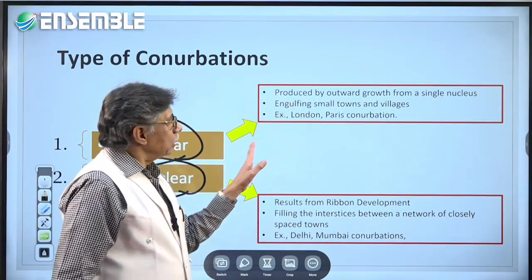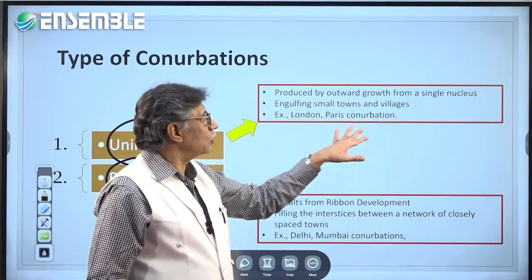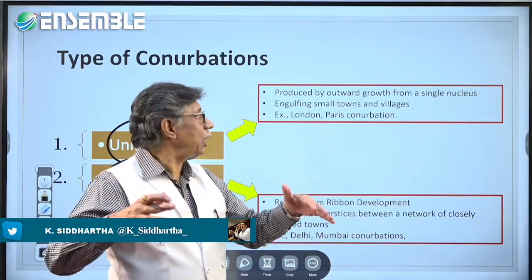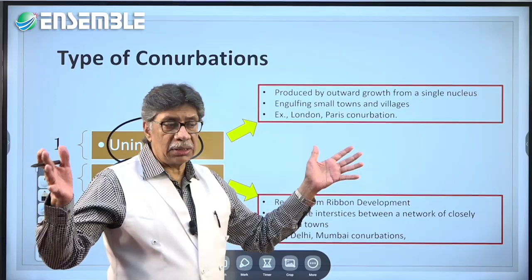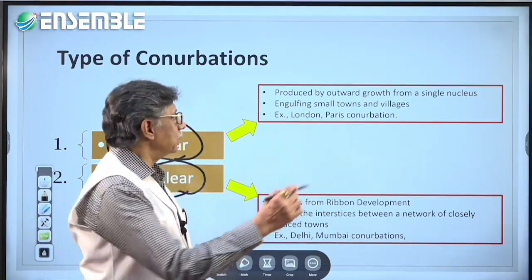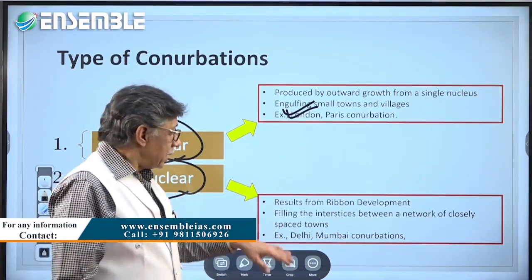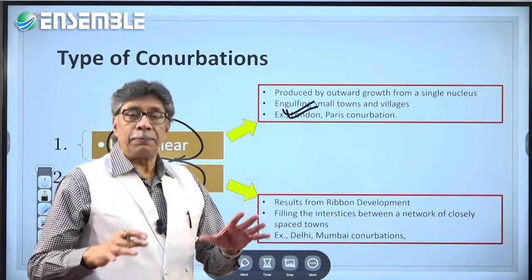For example, uninuclear is produced by the growth of a single nucleus, and in the process it engulfs a large number of towns and villages. The best example in this case is the London and Paris conurbation. That's one. Second is the polynuclear one.